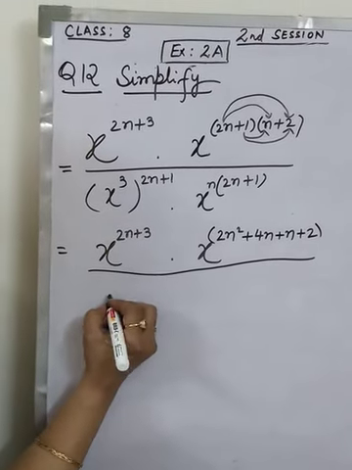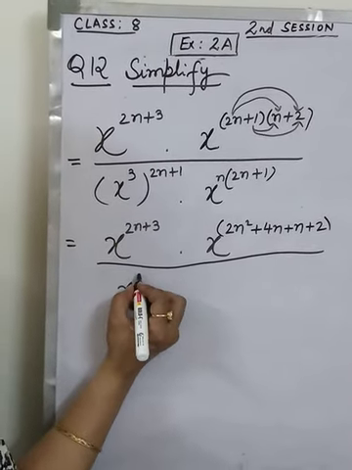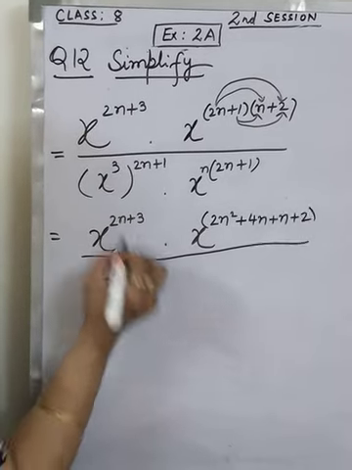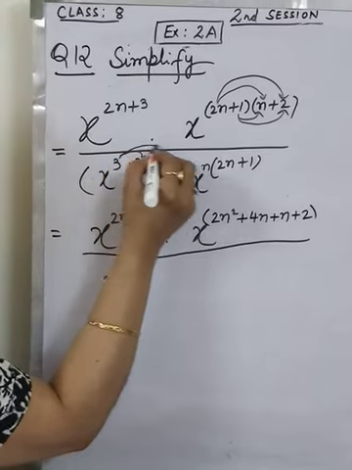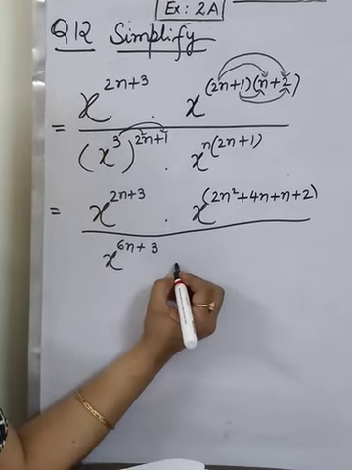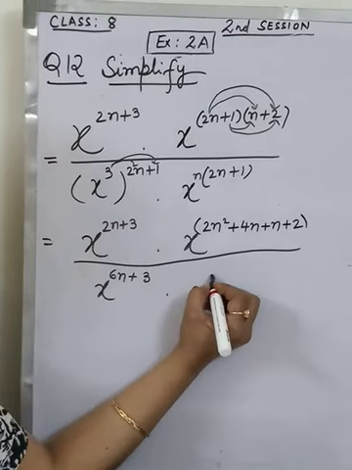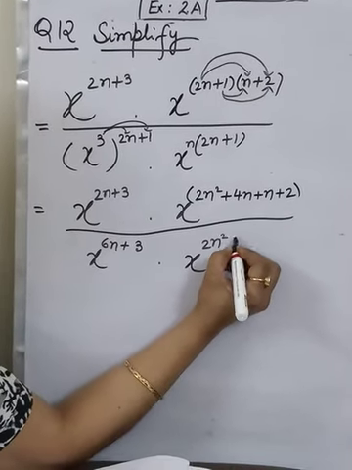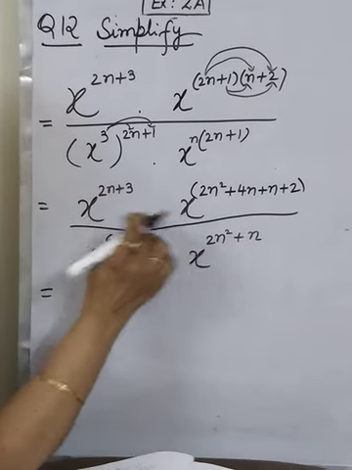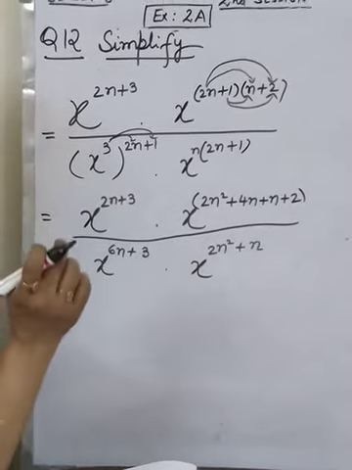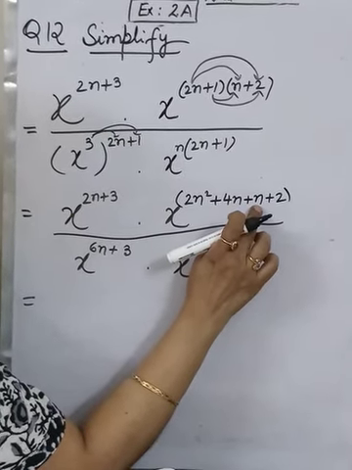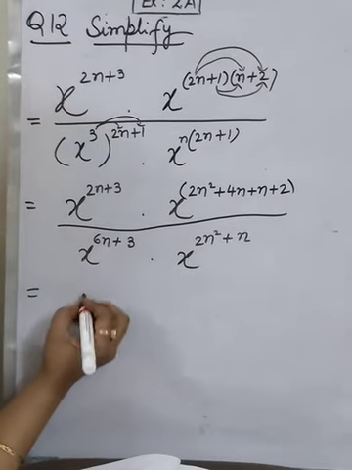Similarly, do in the denominator. x to the power 3 into 2n, 3 times 2n is 6n, plus this 3 will be multiplied with n as well as with 1. x to the power 2n square plus n. Now on multiplication, powers get added. Before we add the powers, first we simplify. 4n plus n will become 5n. So we add.